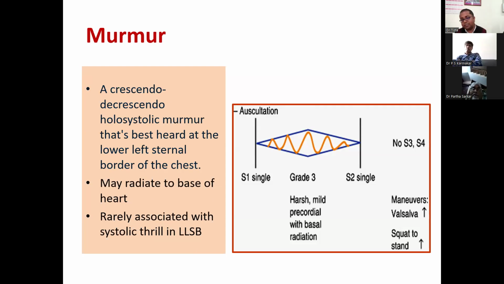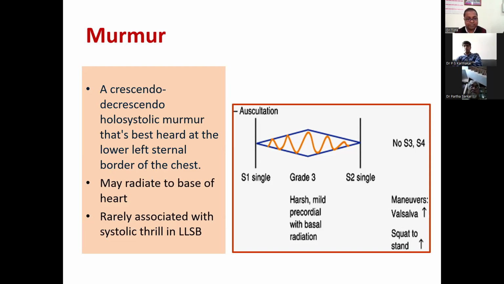She described two murmurs here. One was the murmur of mitral regurgitation, and the second was the murmur due to the LVOT obstruction, due to the gradient. Here generally there is a crescendo decrescendo holosystolic murmur that may be heard. These are the common findings which I see.